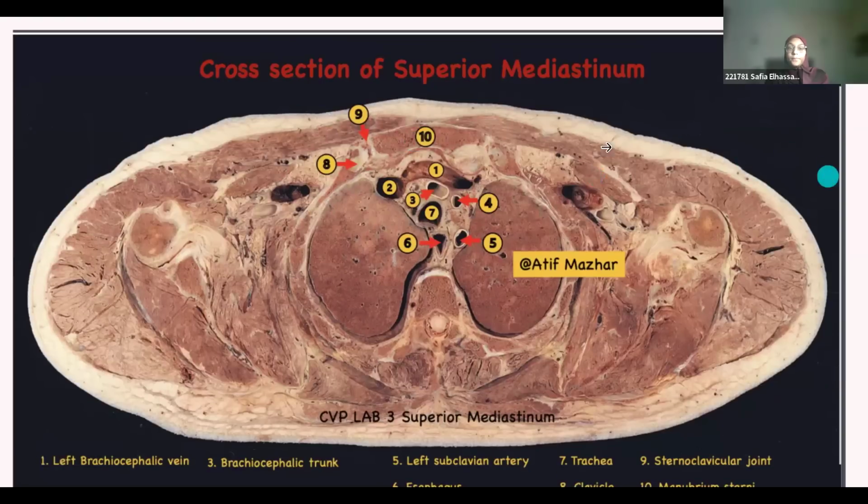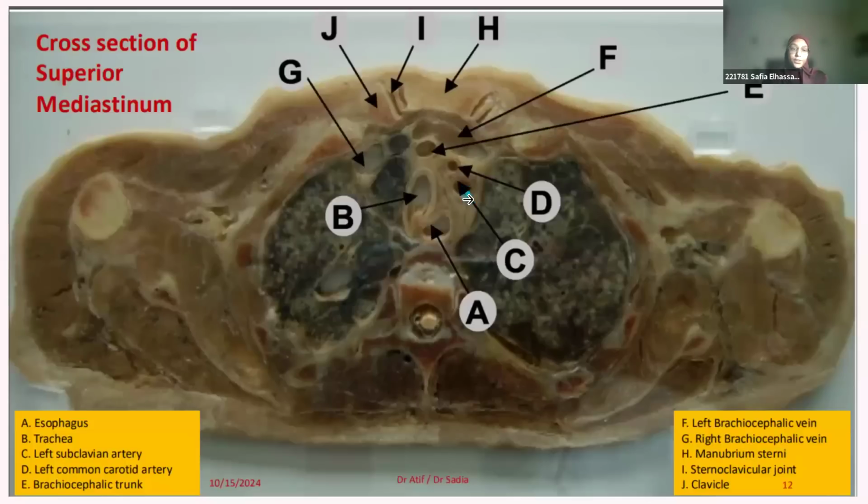All right. And again, here is just another cross-section of the superior mediastinum. So again, you can see the left brachiocephalic vein, the right brachiocephalic vein. You can see the trachea, the esophagus, the brachiocephalic trunk, the left common carotid, left subclavian, and here again, you can appreciate the bony structures. So you should be able to see the sternoclavicular joint, which is I. H would be the manubrium of the sternum, and J is the clavicle itself.